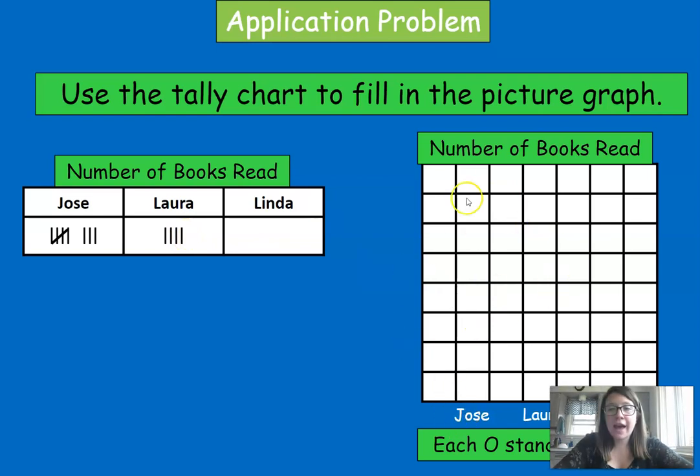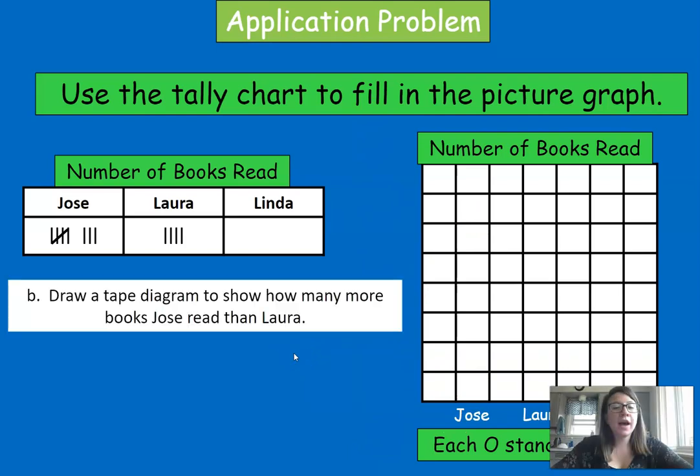They already have a title on the graph, number of books read, and our 3 students' names on the bottom, Jose, Laura, and Linda. So it looks like we're going to have to figure out the scale on the side here, and then graph it. So let's see what this problem is asking. It says, draw a tape diagram to show how many more books Jose read than Laura. First step. Okay, so a tape diagram.